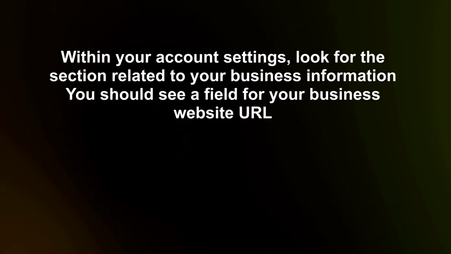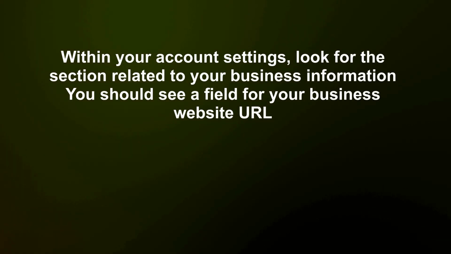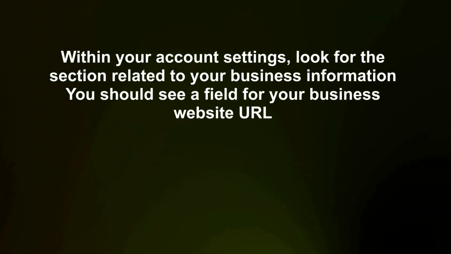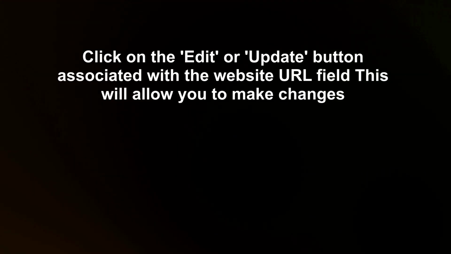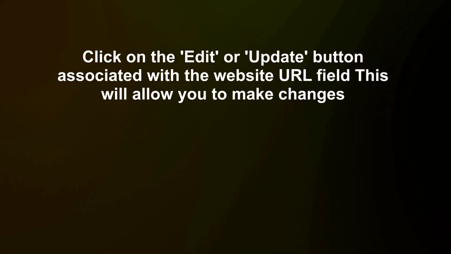a sidebar menu. Within your account settings, look for the section related to your business information. You should see a field for your business website URL. If this field is blank or contains an outdated address, you'll need to update it. Click on the Edit or Update button associated with the website URL field. This will allow you to make changes.